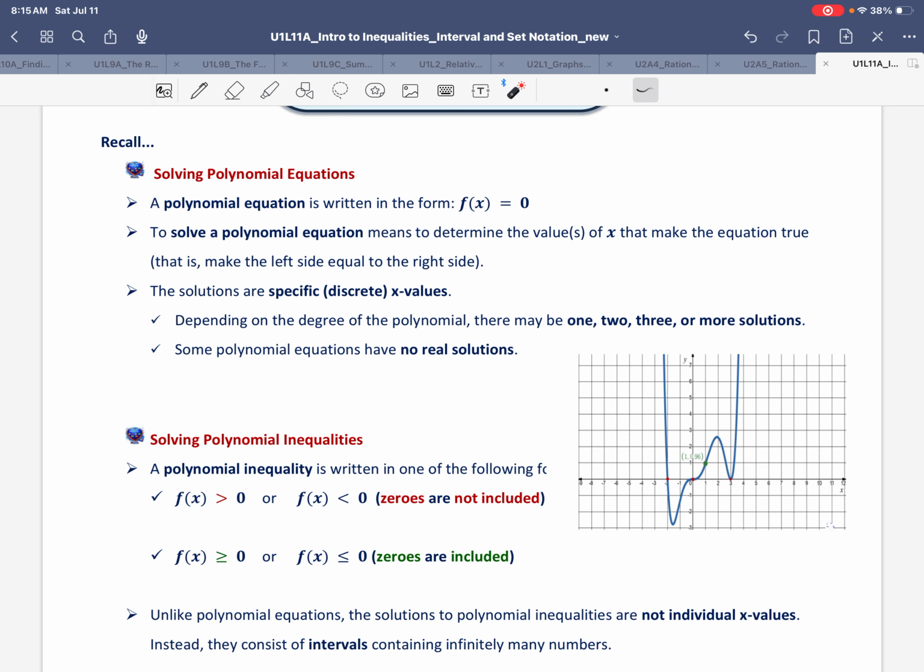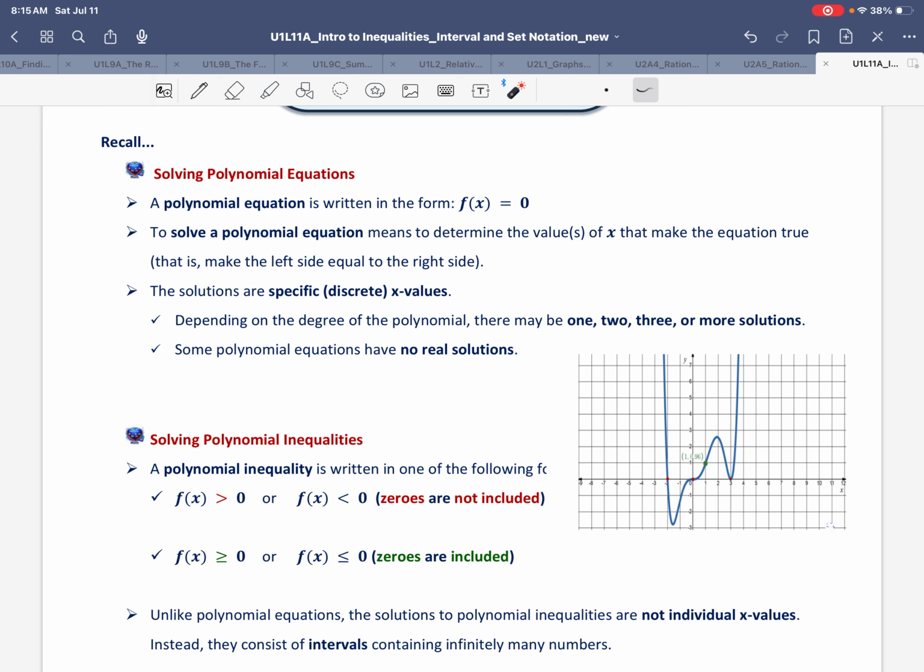Now, let's look at the graph shown here. Notice that the polynomial function will cross the x-axis at 3 points. Therefore, the corresponding polynomial equation will have 3 solutions. These solutions can easily be listed because they are individual x values.